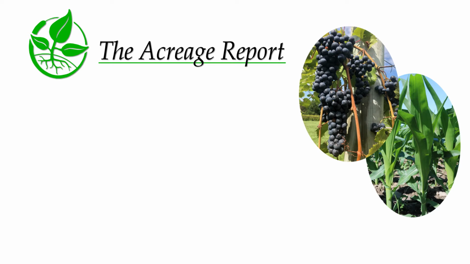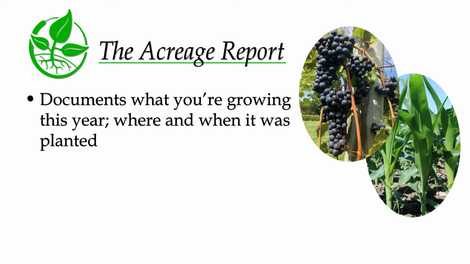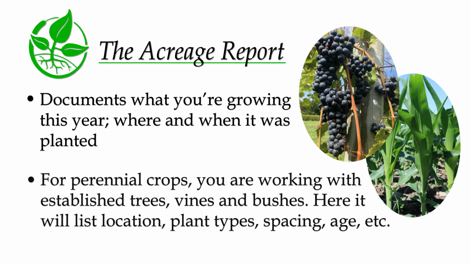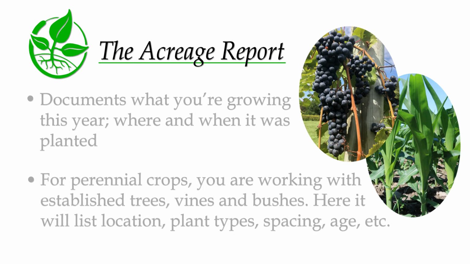First, the acreage report. This documents what you're growing this year and where and when it was planted. For row crops like corn and soybeans, it's pretty straightforward. The acreage report lists what crop was planted, how many acres, in which fields, and on what dates. For perennial crops like fruit crops, you're working with established trees, vines, and bushes. Here, the grower will list plant types, spacing, age, etc.